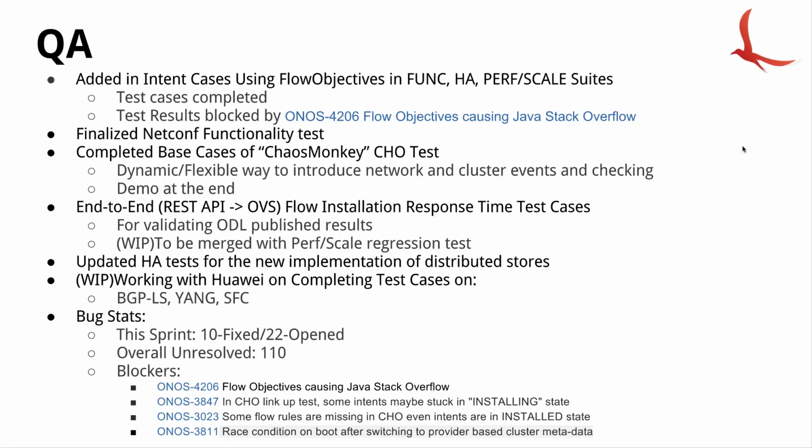In terms of the bug status, we opened 22 bugs this sprint. We closed 10 in this sprint. So a net deficit of 12 added to the overall balance of 110. And I listed out a few that we consider blockers. One is the one that we talked about, the Java stack overflow. And then we have the other three that have been there for a while.